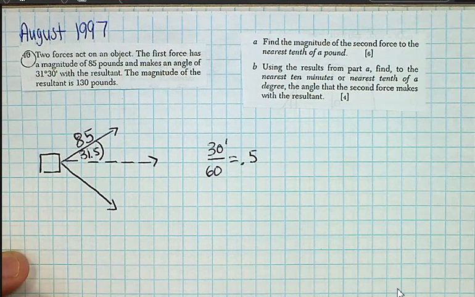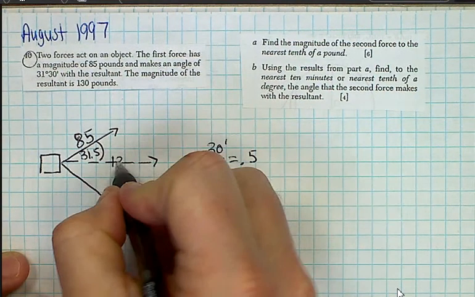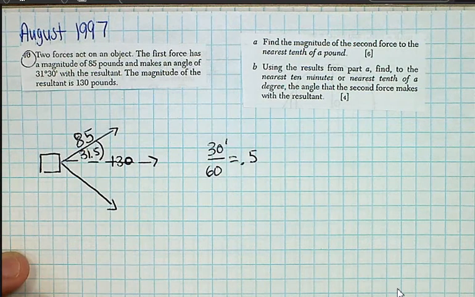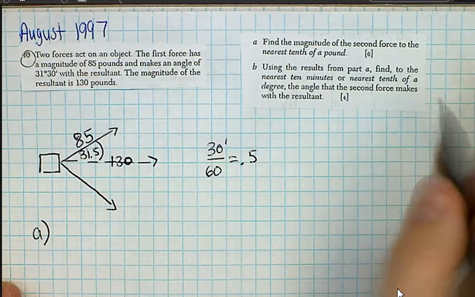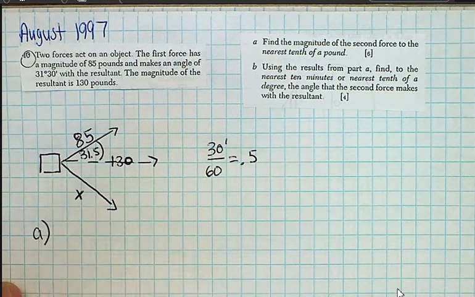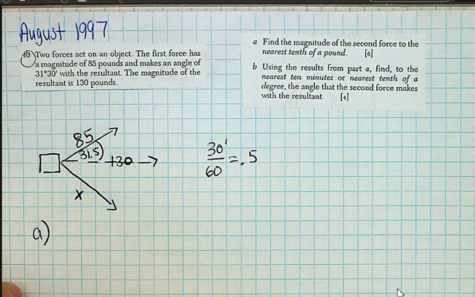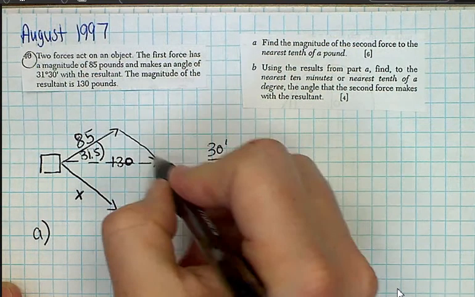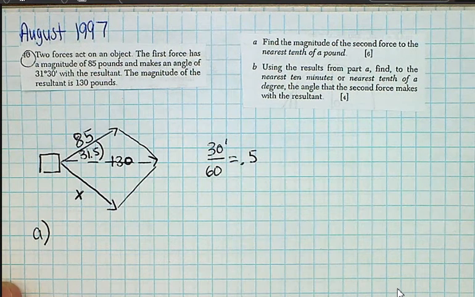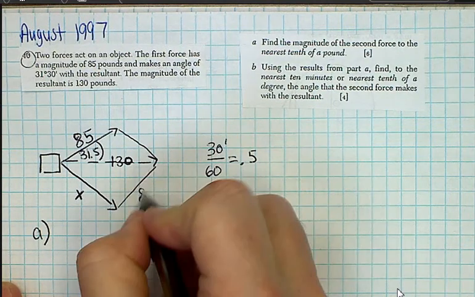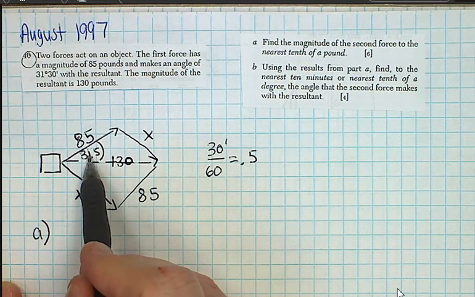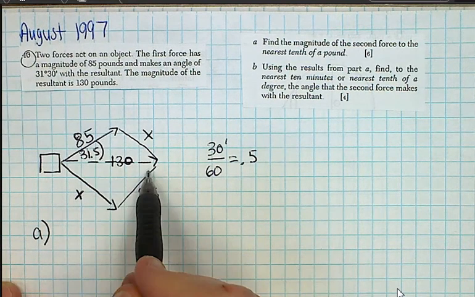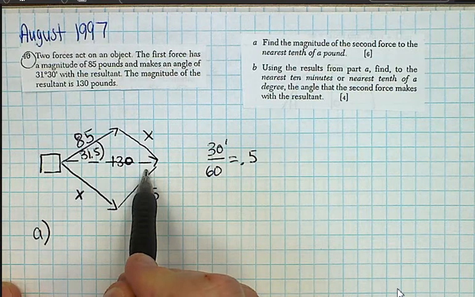The magnitude of the resultant force, they give you that. That's 130. And part A, the question is, find the magnitude of the second force. We're looking for this. Make it a diagram that has that parallelogram of forces that we talked about. Label everything. This is 85. This is going to be X. This angle is 31.5. There's really not too much that I know. I know that this angle might be the same, but I'm not really going to label that yet.